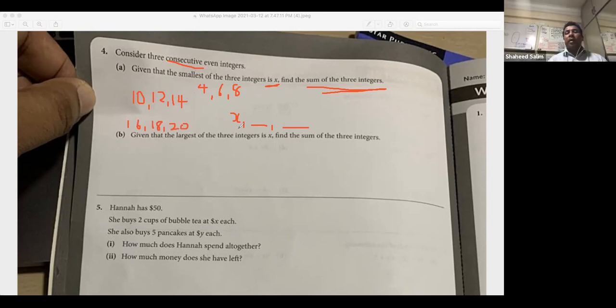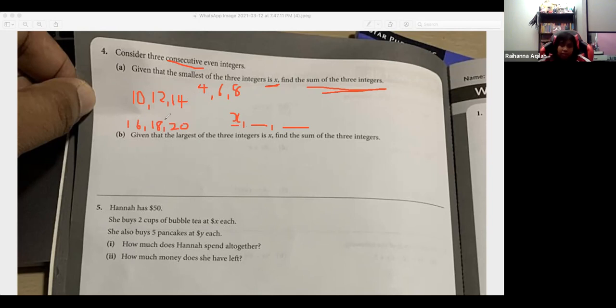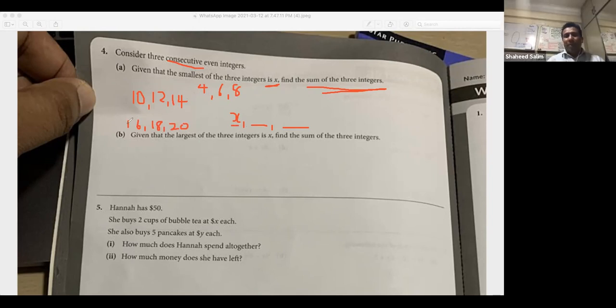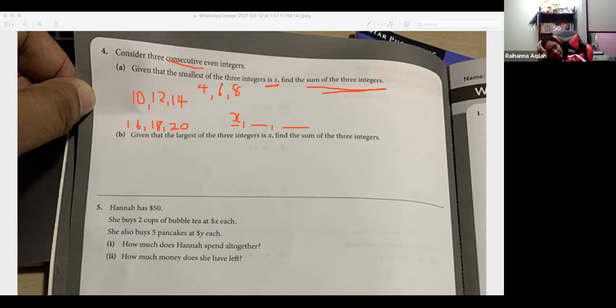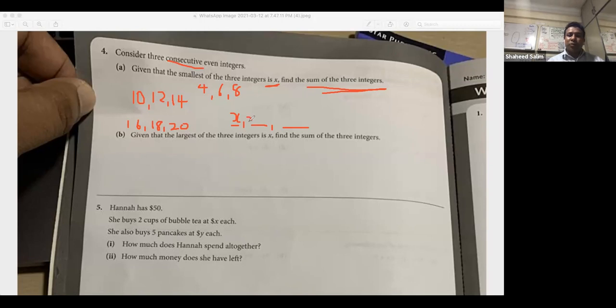Okay, but now let's say the first one is x. What must you do to get the next number? Not plus y. Plus how many? 16 plus what gives you 18? 10 plus what gives you 12? Not plus x, not plus 2x, but plus 2.